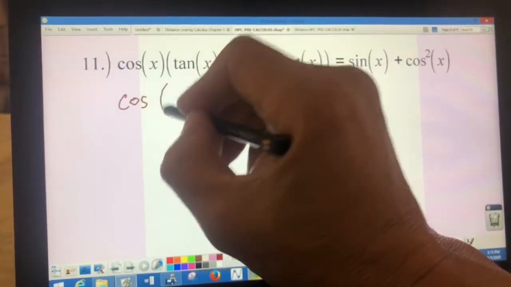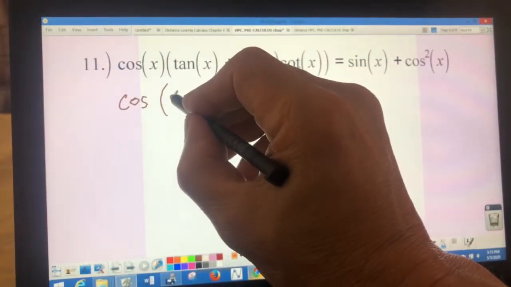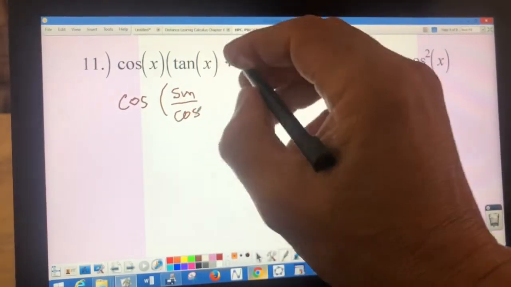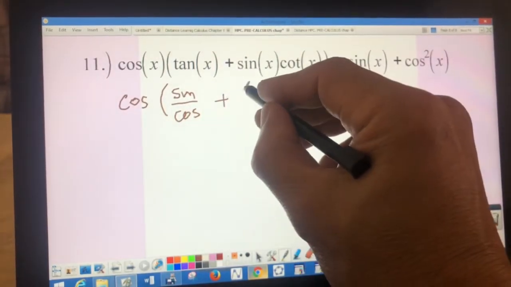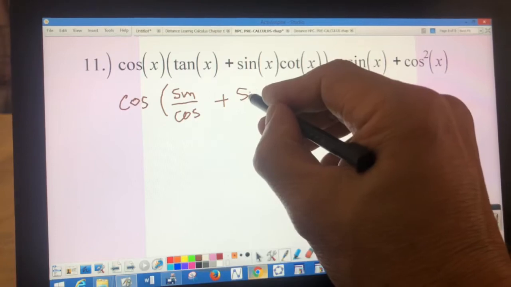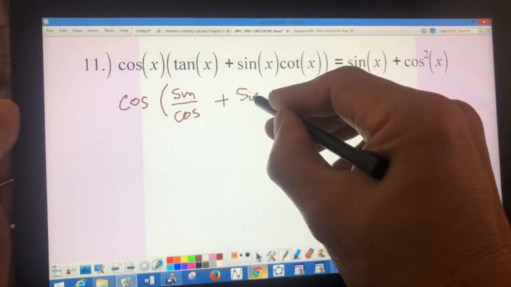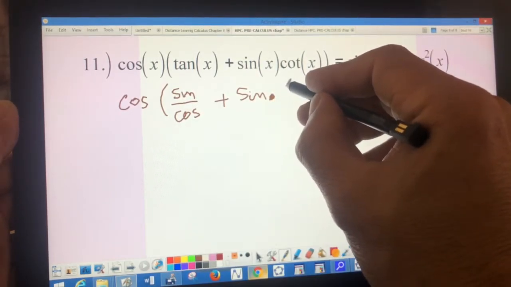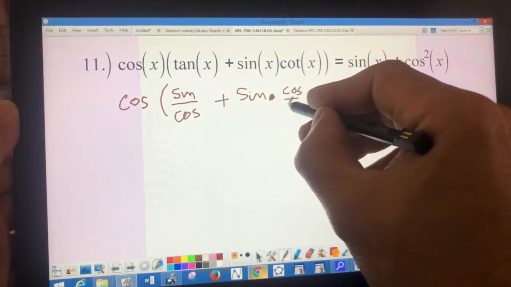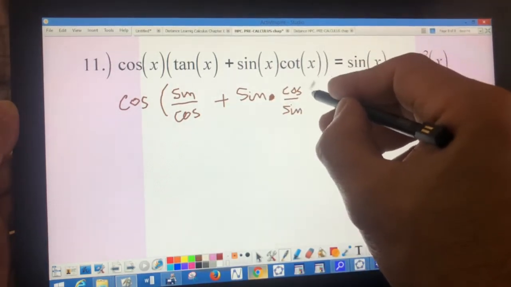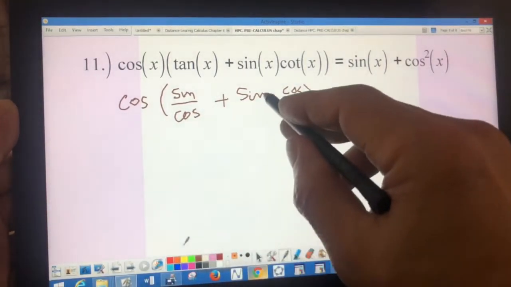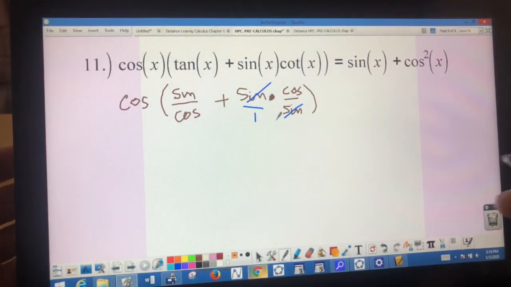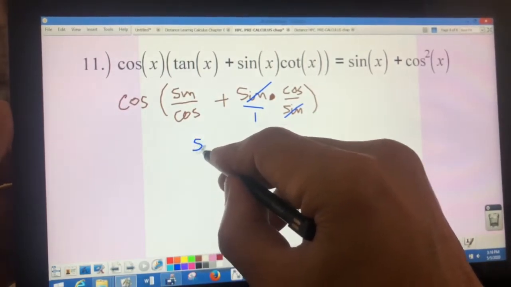So you got cosine. I just leave out all the x in the parentheses. So tangent is sine over cosine. And I know sometimes I write s and c. So your sine here. Cotangent, I can use a dot or parentheses. So cotangent is cosine over sine. This is what I was looking for. These two, sine and sine, they cancel. So now you got sine over cosine.